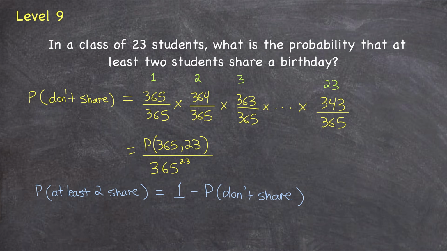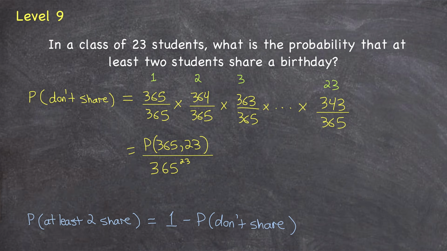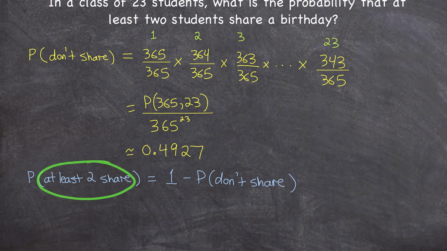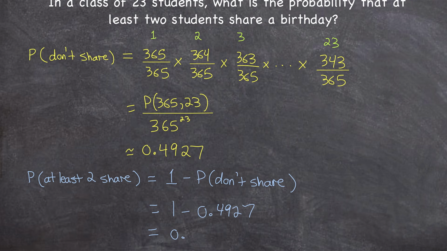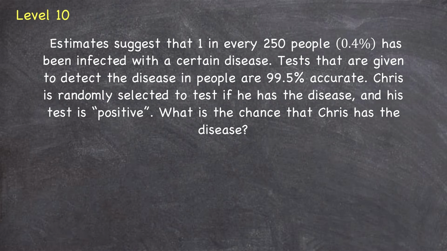And let me make a bit of room and we'll write down what that calculation would result in. That calculation would be approximately 0.4927. That means there's about a 49.27% chance that no two students share a birthday. So if I wanted to find the probability that at least two share a birthday, that's just the complement of that probability. So I would just do 1 minus 0.4927, which is about 0.5073. Which means there is more than a 50% chance that at least two people share a birthday in a class of 23 students.